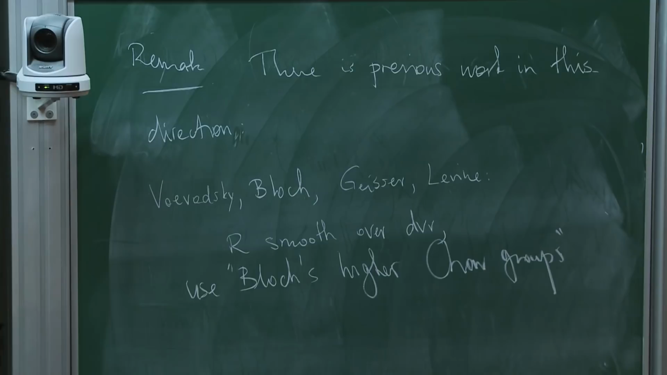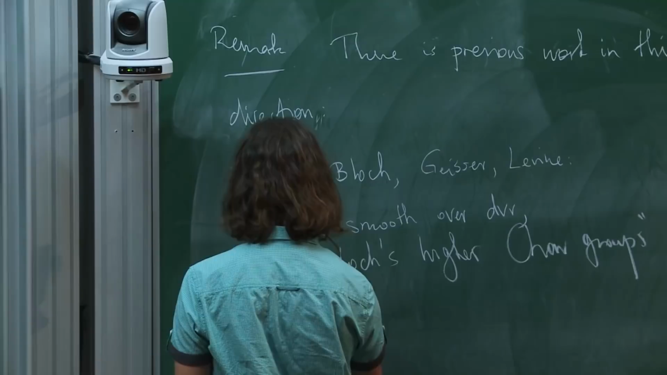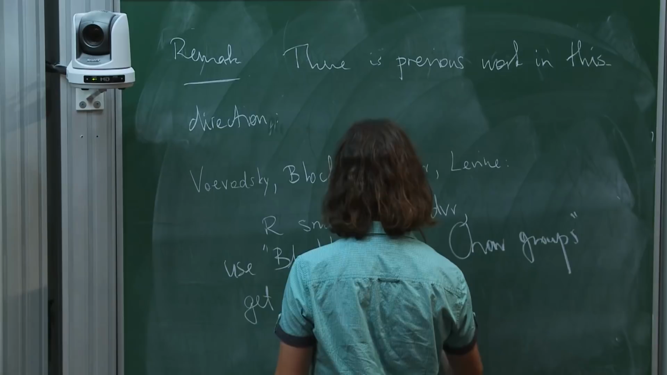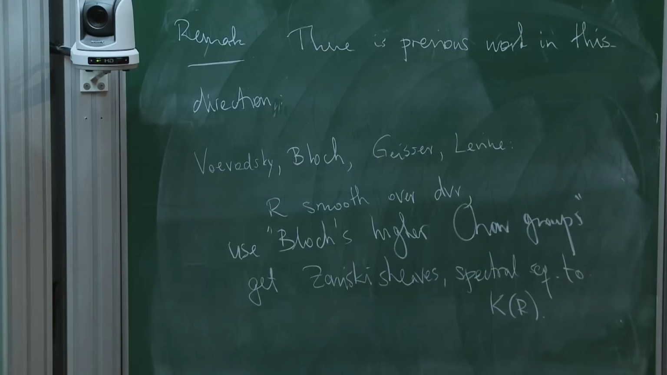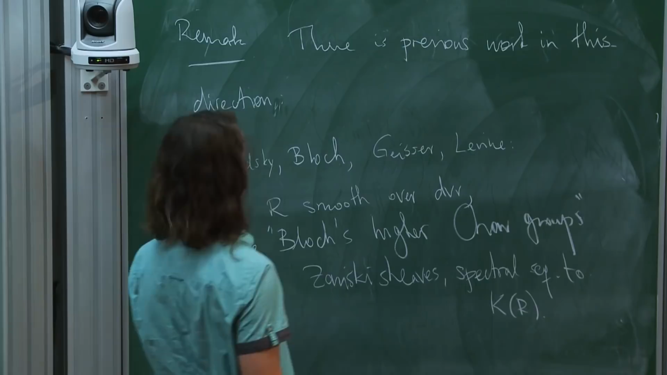And they don't actually get étale sheaves. So they get Zariski sheaves, or indeed Nisnevich sheaves, and the spectral sequence converging to K0 itself, not the tau K0. And then there is a different school.